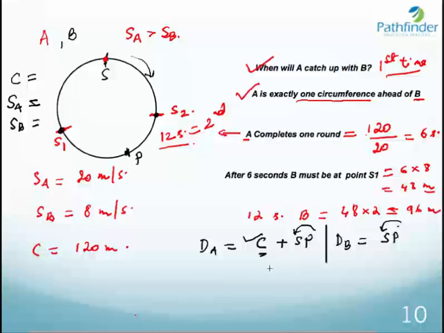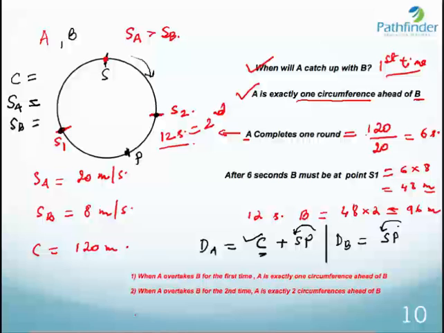So this is a point you need to understand before you can solve any questions. So let us summarize that, and we have when A overtakes B for the first time, A is exactly one circumference ahead of B. And when A overtakes B for the second time, A is exactly 2 circumferences ahead of B.